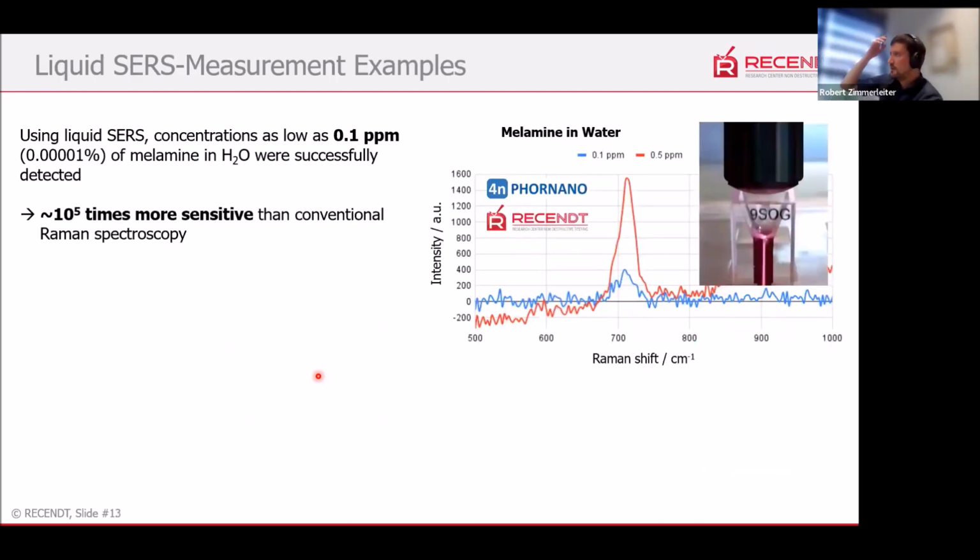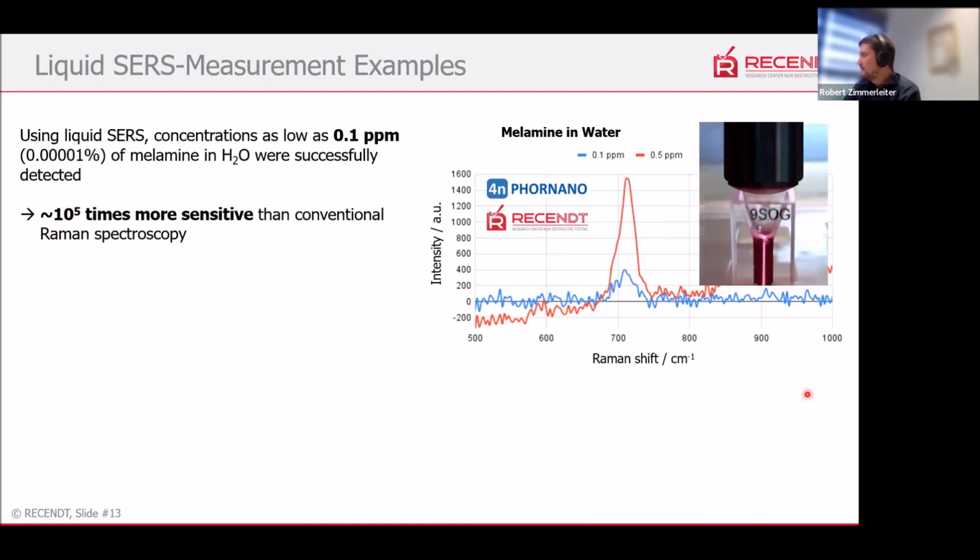So now I want to show you a measurement example using liquid SERS measurements. Using liquid SERS, we were able to measure, for example, melamine in water down to a concentration of about 0.1 ppm, which is 0.00001% of melamine inside the water, which is 100,000 times more sensitive than a conventional Raman spectroscopy. So we definitely took advantage of the SERS effect.